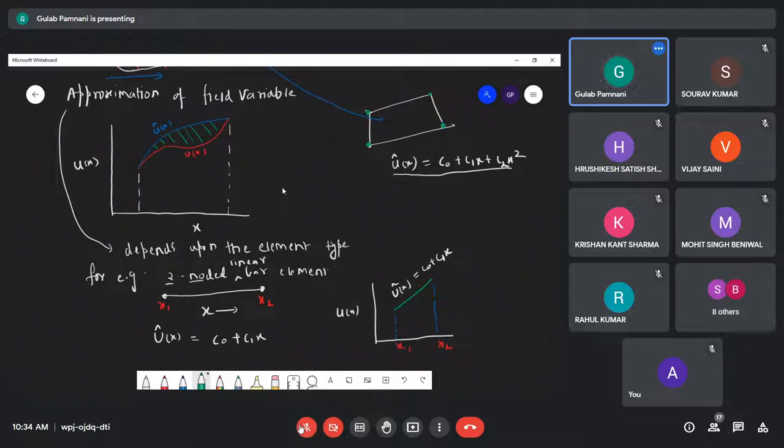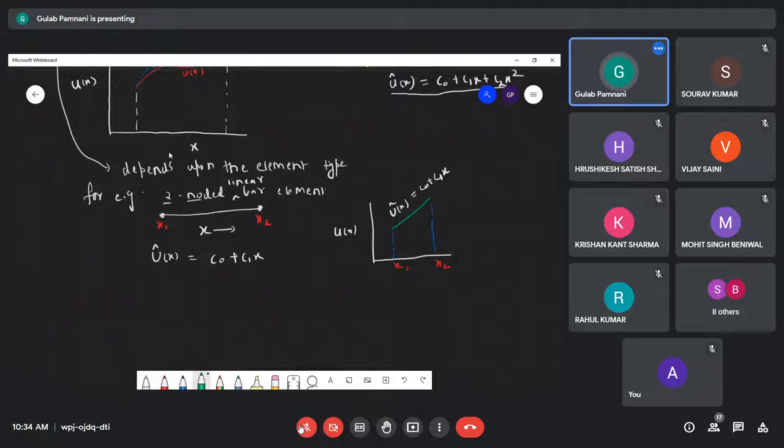And how do you decide what kind of element type should be chosen? That is decided on the nature of the problem. So again I'll write here: nature of the problem.